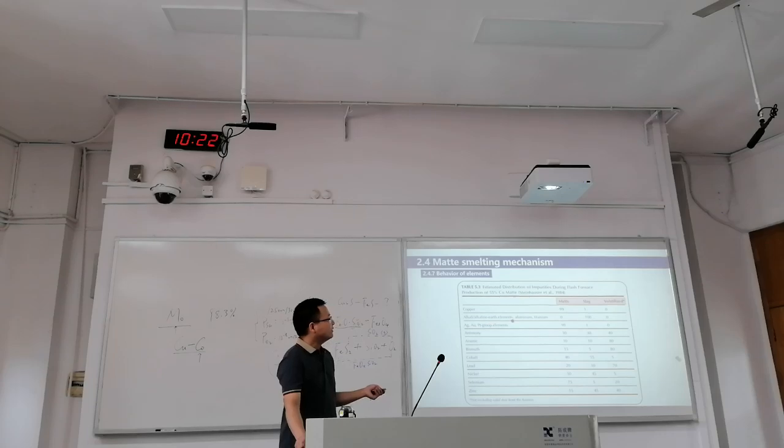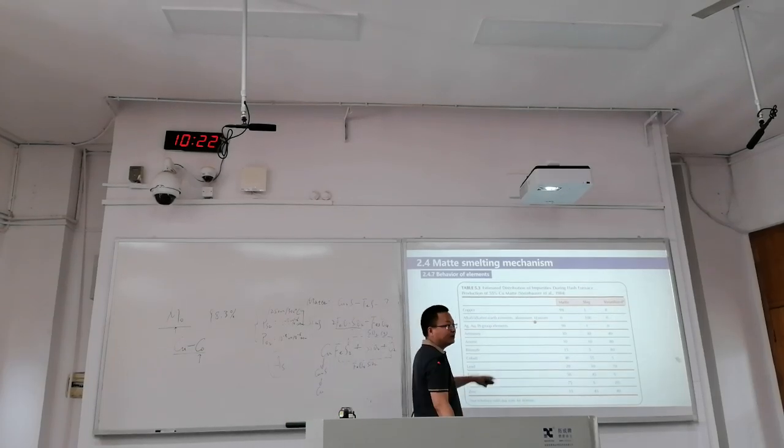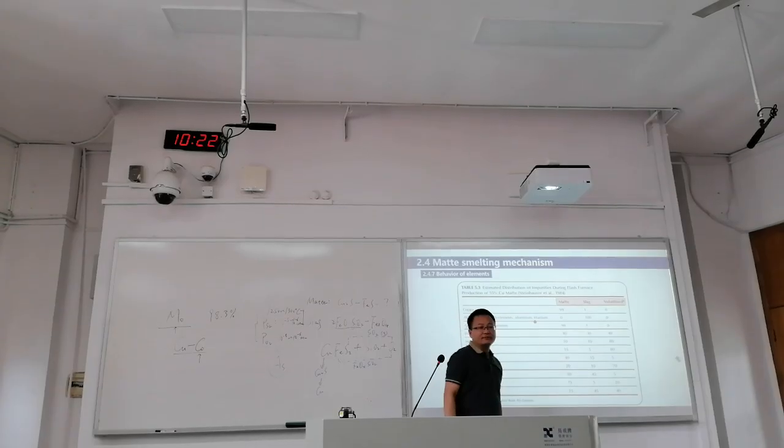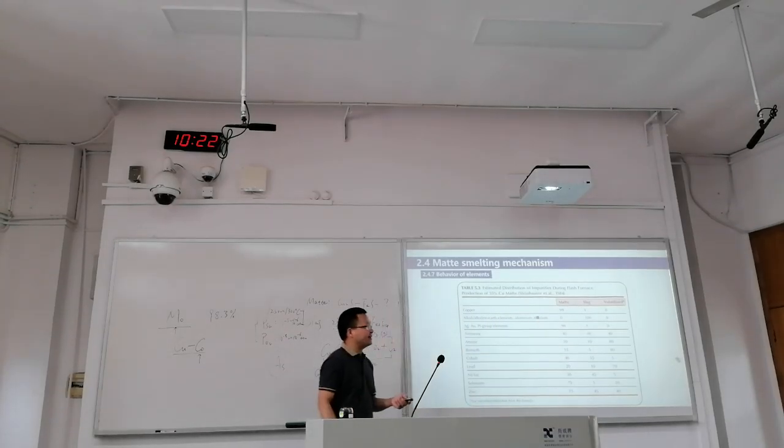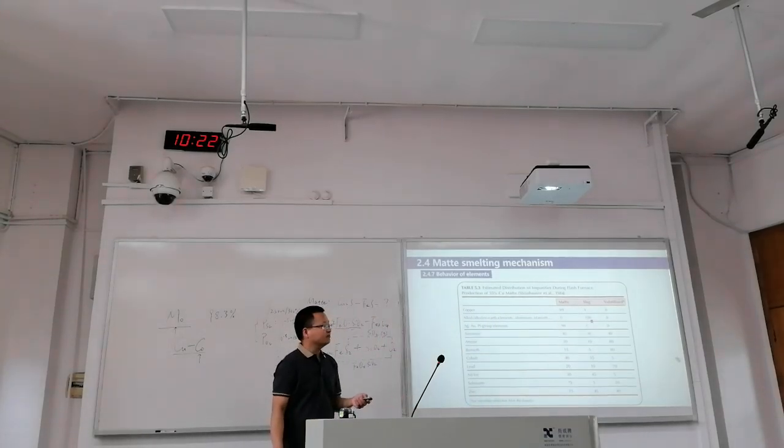For alkaline or alkaline earth metals, like aluminum, titanium, potassium, sodium, they will definitely be in the slag phase. There are no exceptions. They will be in the slag phase. And for PGMs, for precious metals, also.